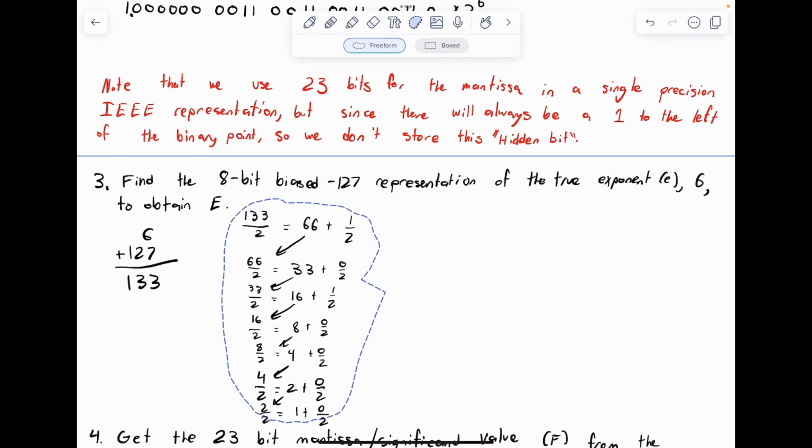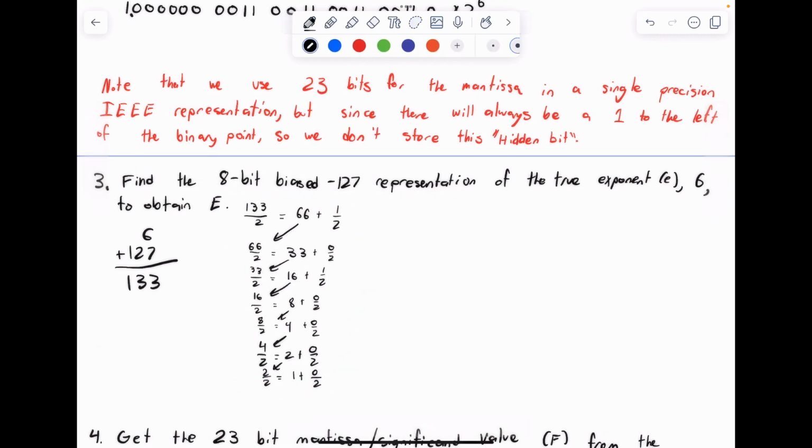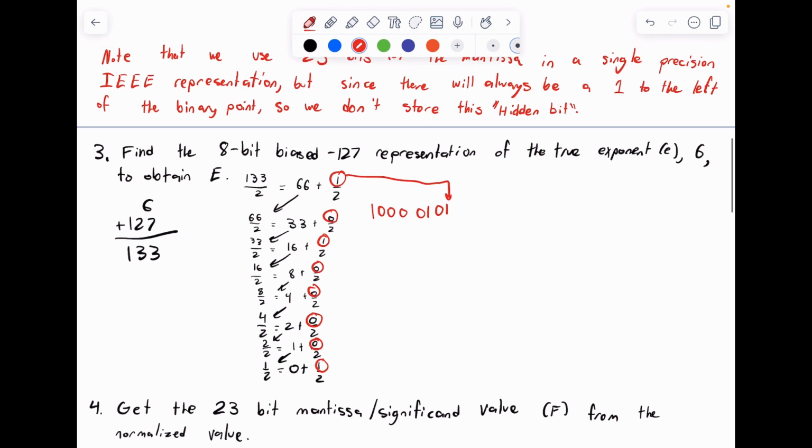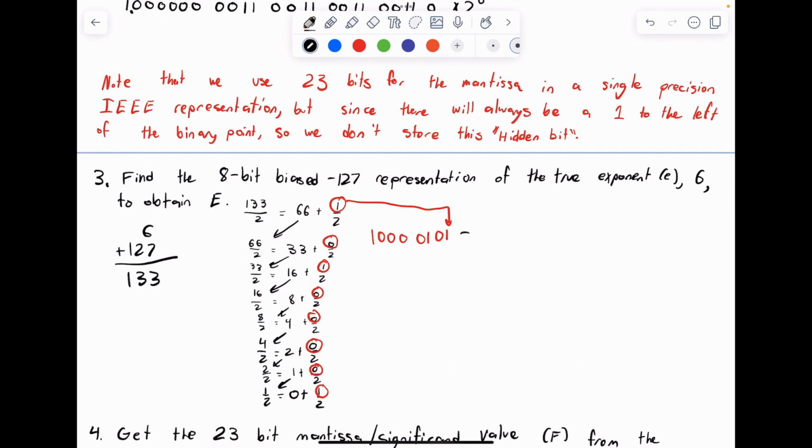Then lastly, 1 divided by 2 is equal to 0 plus 1 over 2. Then we have these values in the remainder part. It's 1, 0, 1, 0, 0, 0, 0, 1. That's our capital E for our IEEE representation.